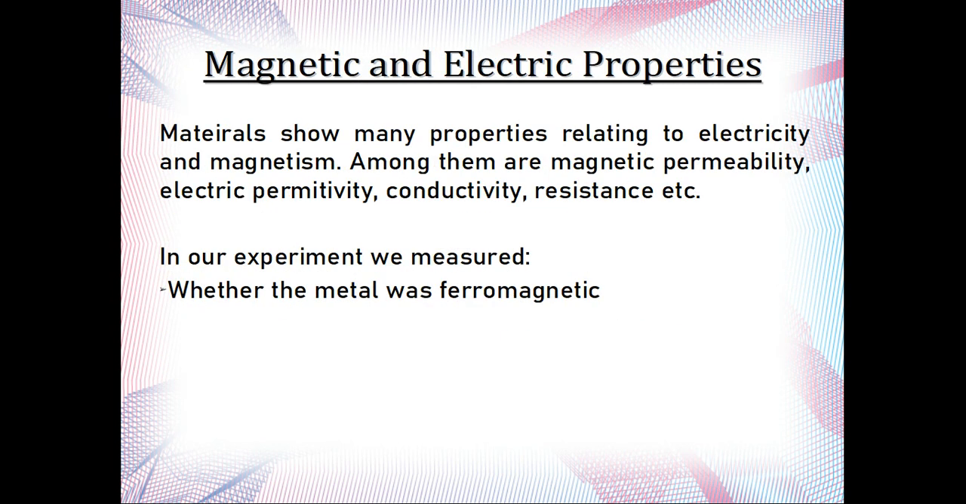Materials show many properties pertaining to electromagnetism. Among them include magnetic permeability, electric permittivity, conductivity, resistance, hysteresis, etc. But with the equipment that we had, all we could measure was whether the metal was ferromagnetic or not. With better equipment, though, we could measure magnetic permeability, and from that, via the formula 1 over c equals square root of magnetic permeability times electric permittivity, we can also derive the electric permittivity.